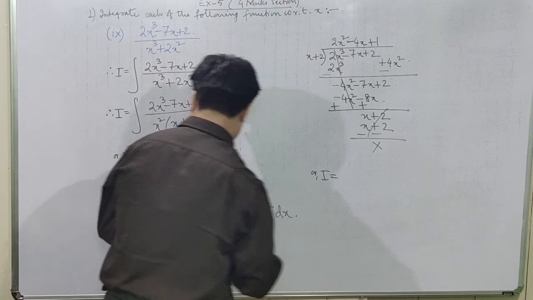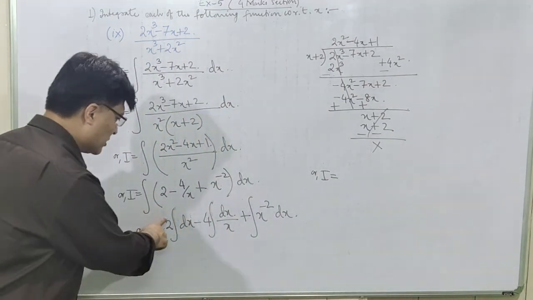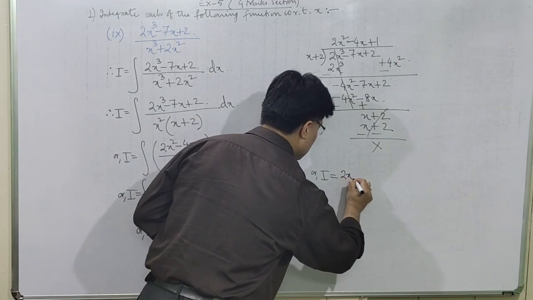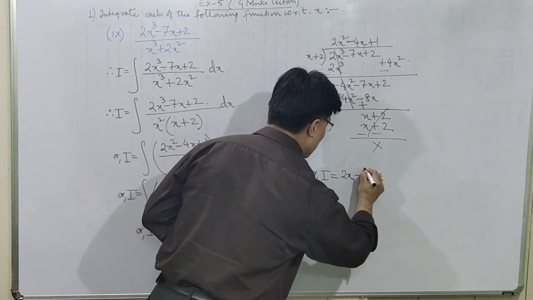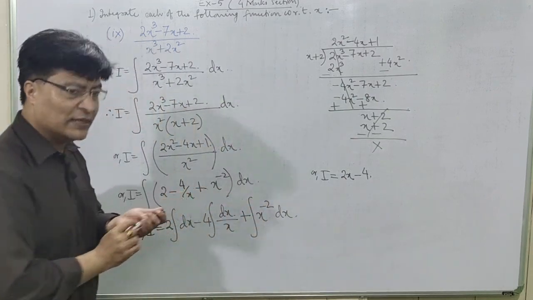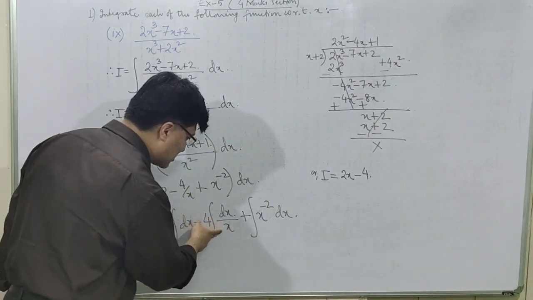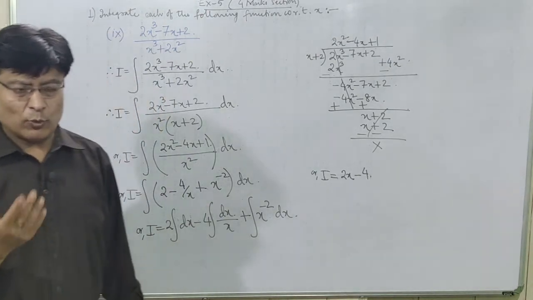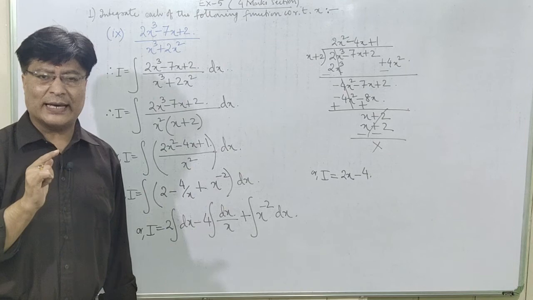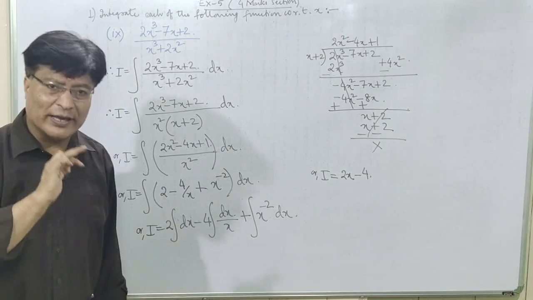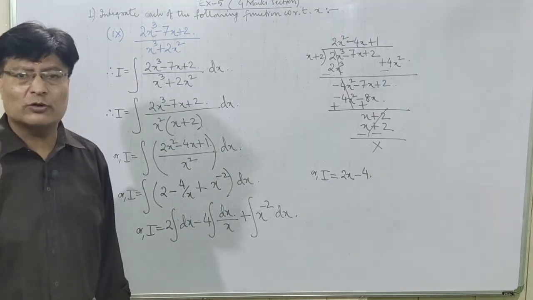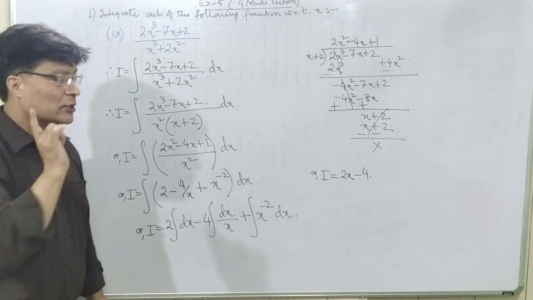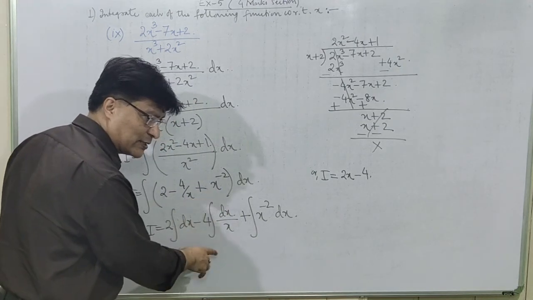I is equal to 2 into what is the integral of 1 dx? That is your x, isn't it? So it is 2x, minus 4 into. Now in this case, you cannot take this x to the numerator because it will be x to the power minus 1. While writing the formula, I told you that for x to the power n, n should not be equal to minus 1. If n is equal to minus 1, then the formula is undefined, isn't it? So that's why you have to keep it as it is, dx by x.